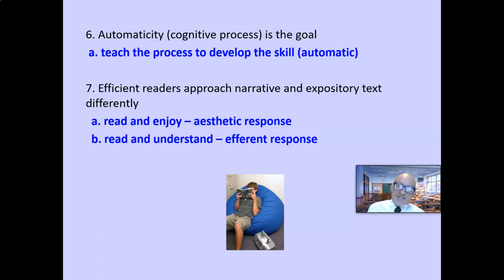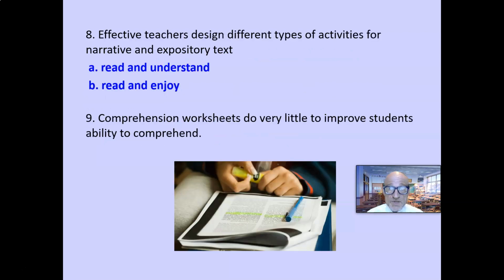And the next thing is efficient readers, effective readers approach narrative text, stories, differently than expository text. You do not read a Harry Potter book the same way as you read a textbook about comprehension. Narrative text, the purpose is to read and enjoy. So we look for an aesthetic approach and aesthetic response. A textbook, the purpose is to read and understand. So we look for an efferent approach and an efferent response. So effective readers approach them differently.